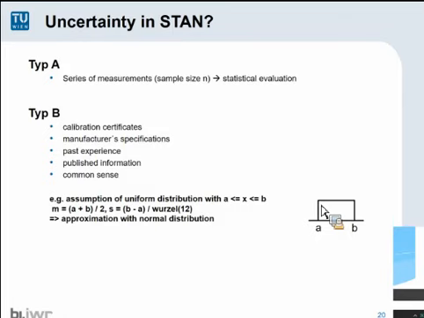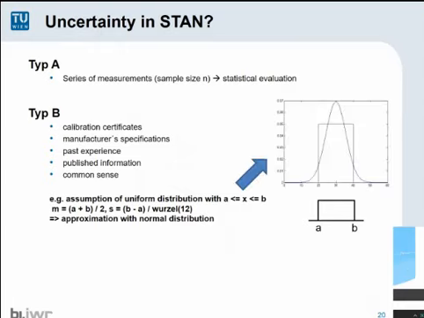But inside of STAN, you have to type in the uncertainties in the form of a normal distribution. That's essential. That means it's independent of what distribution function you are assuming here. You have to transform it into a normal distribution that best fits this, for example, uniform distribution. It could look like this.